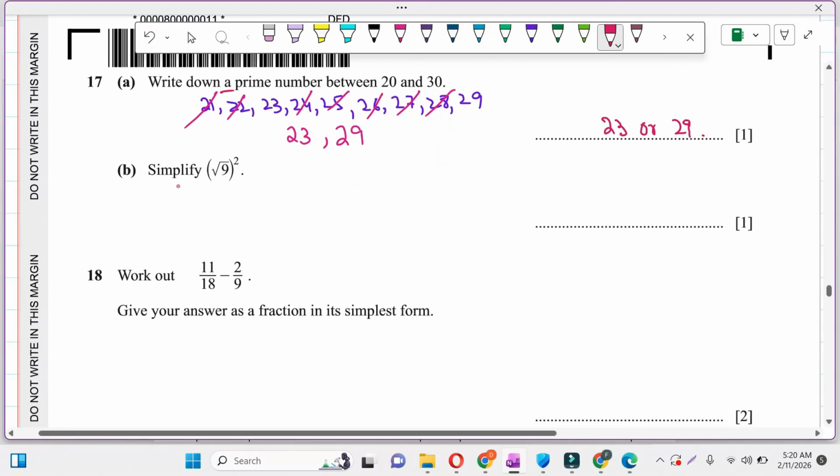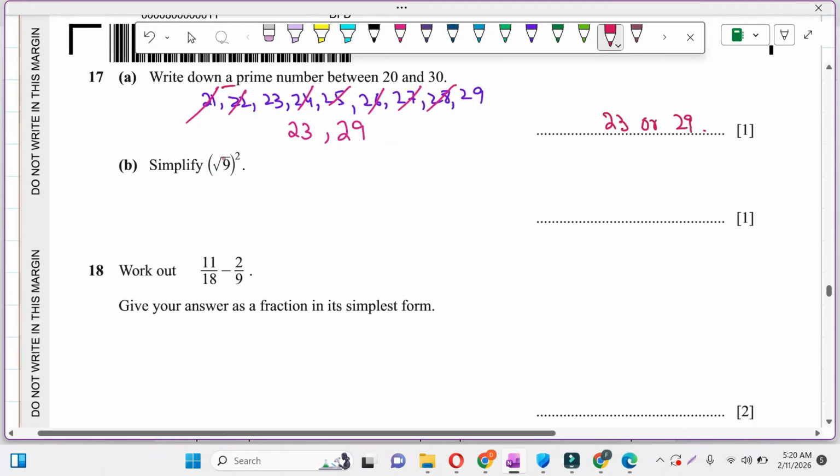Okay. Simplify square root of 9, whole squared. So square root of 9 whole squared. The square will cancel the square root. So we will have 9.